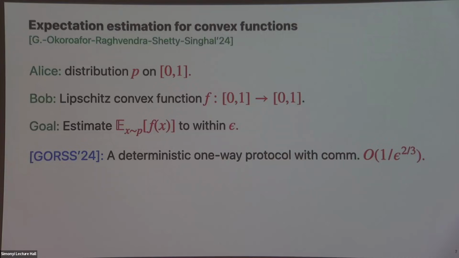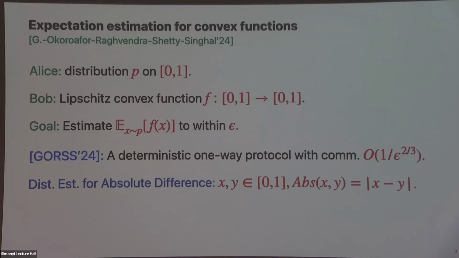But anyway, what does any of this have to do with distributed communication, as one of our reviewers for the conference asked? Well, it turns out this is an instance of distributed estimation. It is distributed estimation for the absolute difference function. The absolute difference function has two arguments, x and y, which both lie in the interval [0, 1], and the absolute difference is just the absolute difference of x and y. Right? So why is this expectation estimation the same as this distributed estimation for absolute difference?